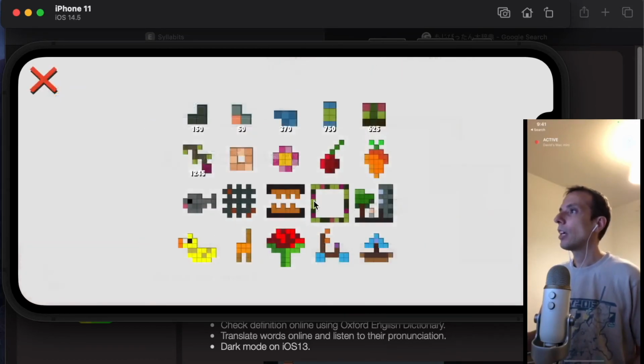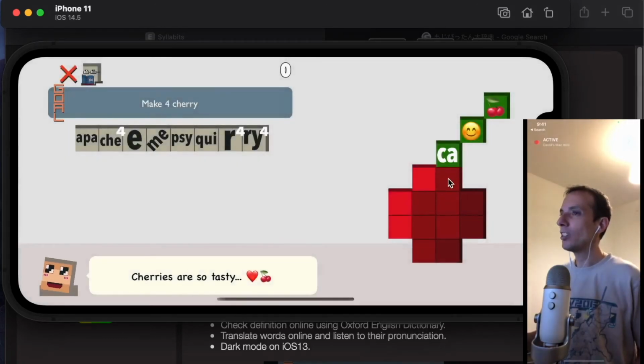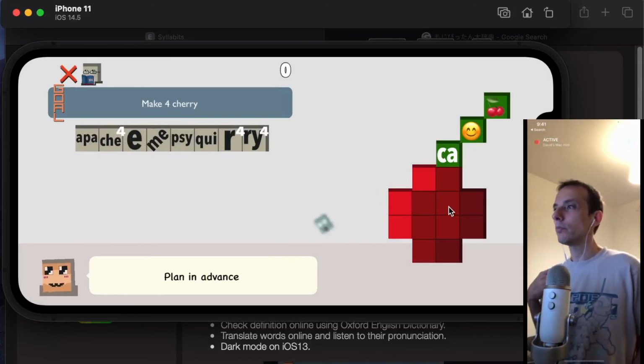Next. Now I unlocked all these stages. Now you can choose freely the next one. I'm gonna pick the cherry one. Some of the stages are the same in the Spanish version, but most of them I just created new. So in Spanish there's also this stage, but obviously the solution is different. You have to make 4 cherries in this stage.